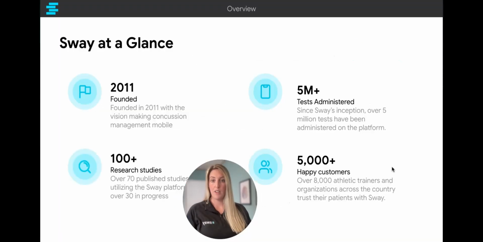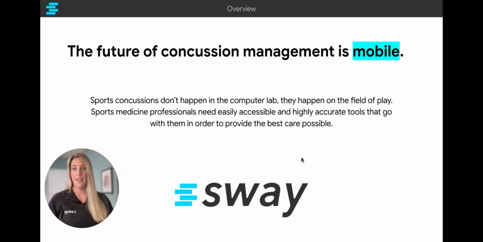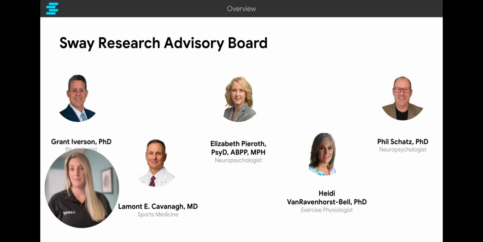So, a quick overview of Sway. As most of you hopefully know, Sway is concussion management that is mobile. Everything can be done on a mobile device. And in fact, the testing must be done on a mobile device because we use the accelerometers in the phone to measure your balance and cognition. So Sway's been around for quite some time. In February of last year, we received our FDA clearance for concussion management. So that was a big milestone, and a lot of research went into that.